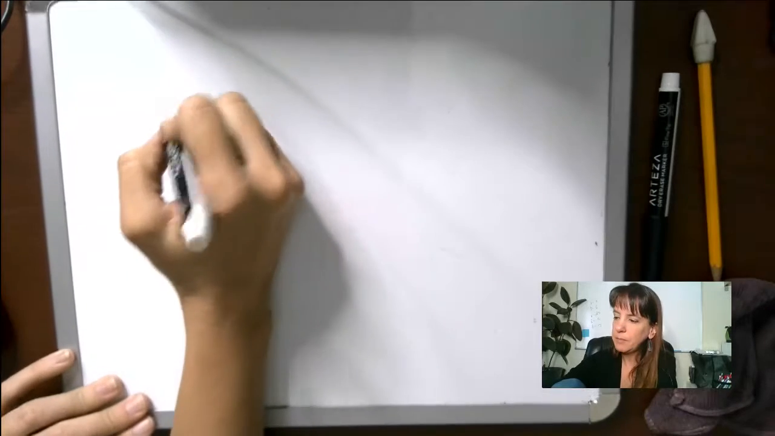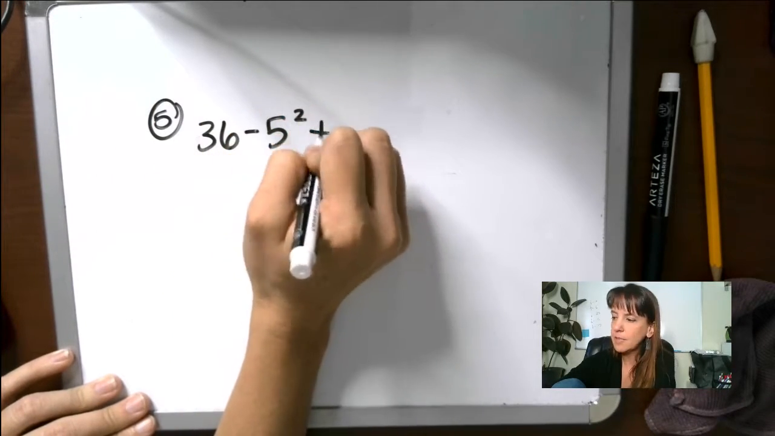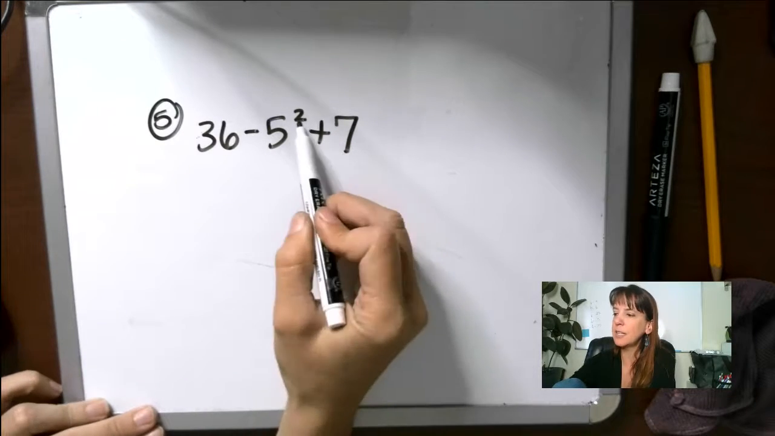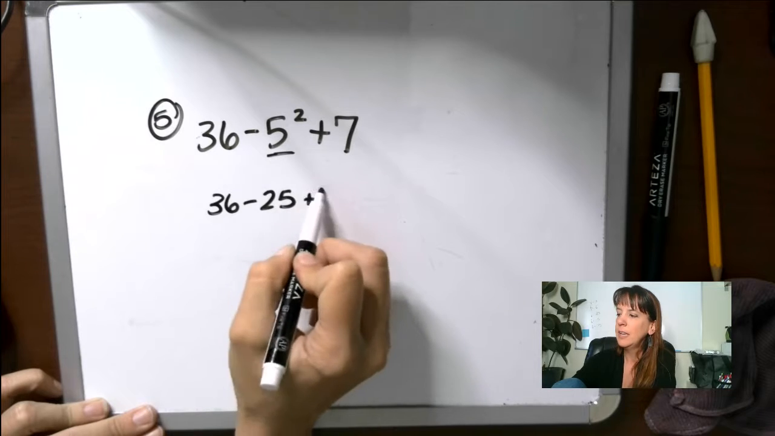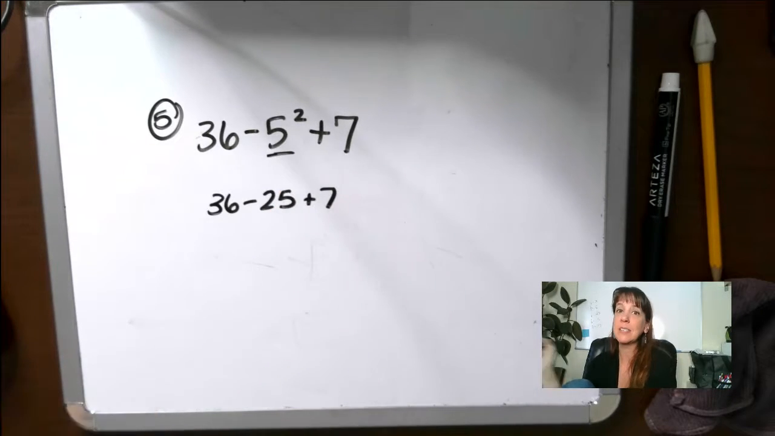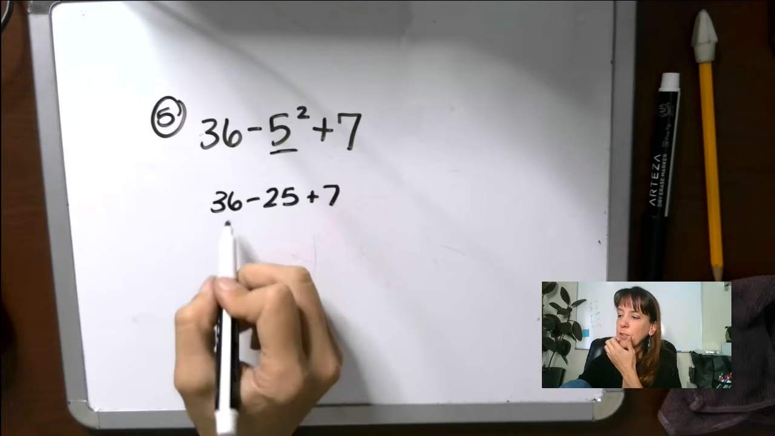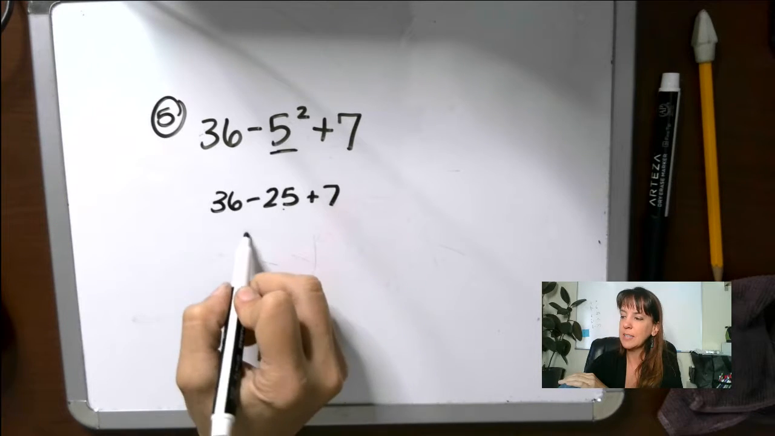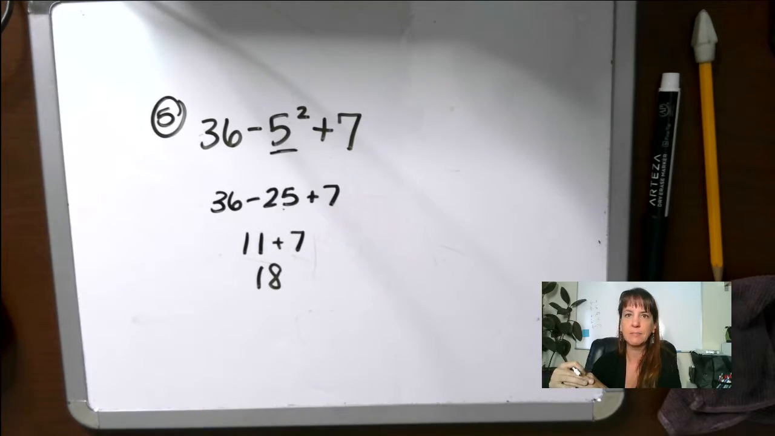5 is going to be 36 minus 5 squared plus 7. We want to do our exponents first. That's this thing right here. So we have 36, so bring everything else down. And remember, 5 squared is 5 times 5. It's not 10, it's 25. Common mistake. Now, 36 minus 25, that's going to give us 11. Plus 7 gives us 18.